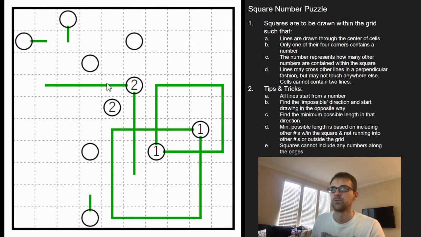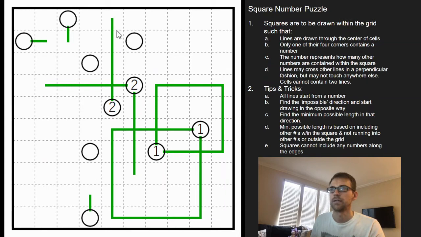So that's 2, 4, 5 to the right, so it has to go 2, 4, wait, 1, 2, 3, 4, 5, 6. That's too far. So that's the minimum length of that 2. This 2 can't go down because it would run into this other square. So it has to come up. That's too short. Has to keep going. I think that's too short too.